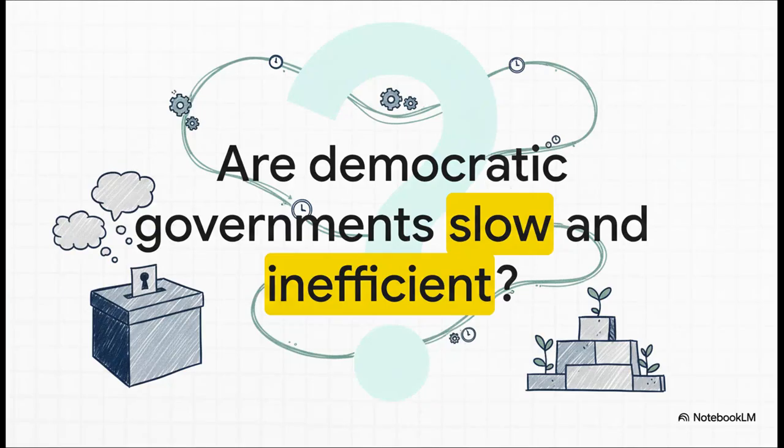Now, a very common complaint, I'm sure you've heard it, maybe you've even said it: our democratic governments are so slow. They take forever to make any decision, right? But is that really a bad thing? Let's take a closer look.